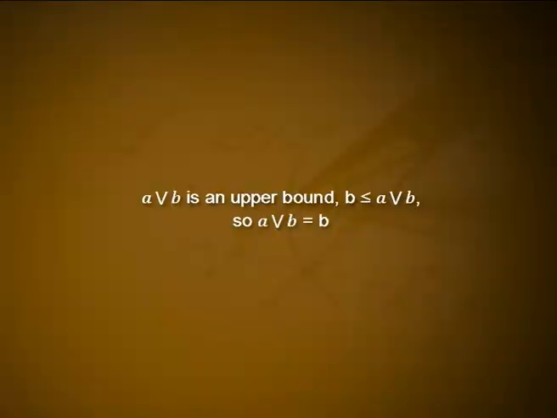Proof of first part. Suppose that a join b is equal to b. Since a is less than or equal to a join b, which is equal to b, we have a is less than or equal to b. Conversely, if a is less than or equal to b, then since b is less than or equal to b, b is an upper bound of a and b. So, by definition of least upper bound, we have a join b is less than or equal to b. Since a join b is an upper bound, b is less than or equal to a join b, so a join b is equal to b.